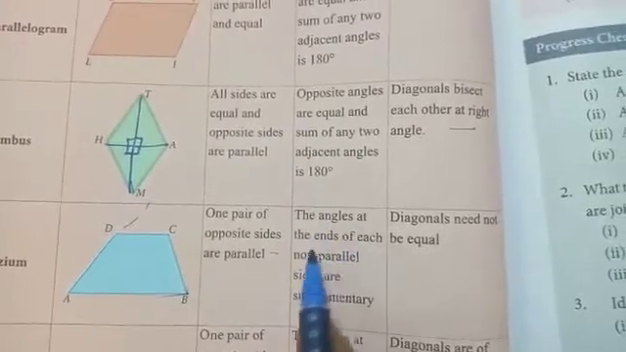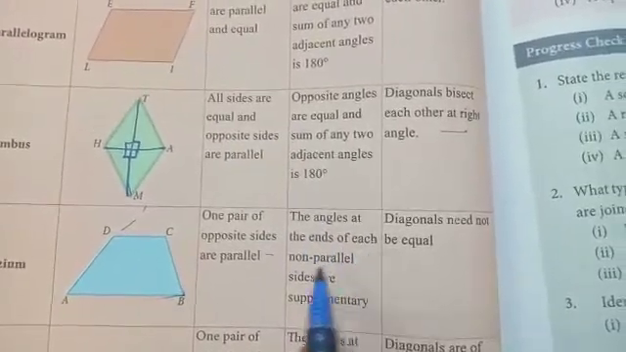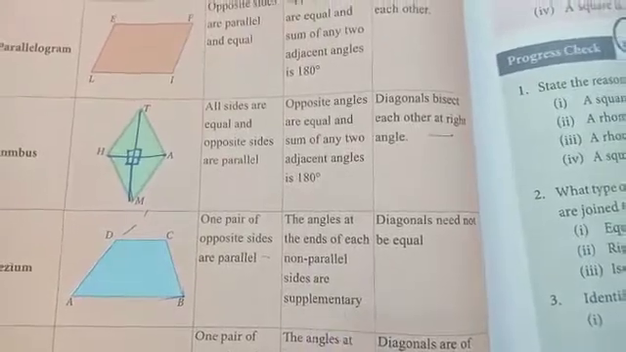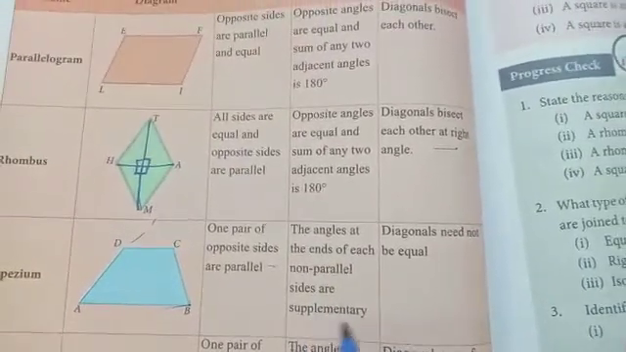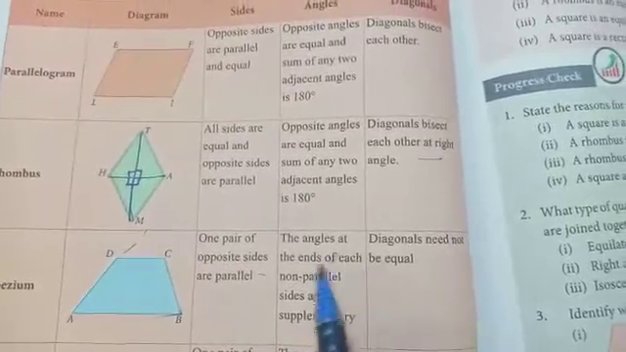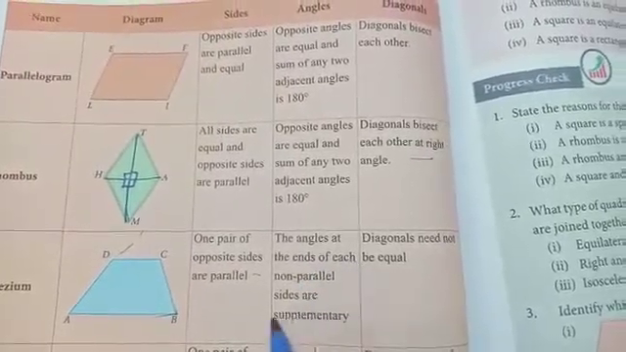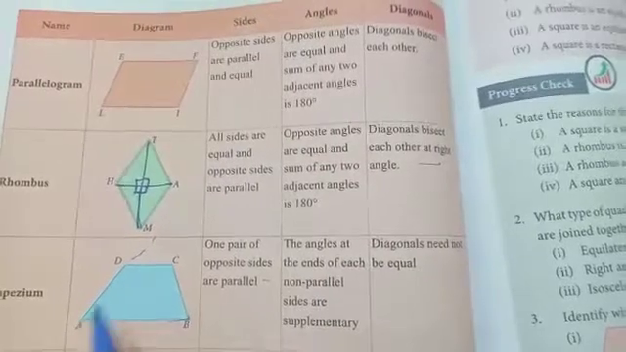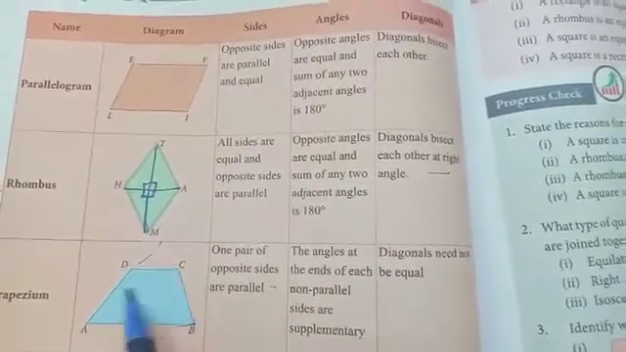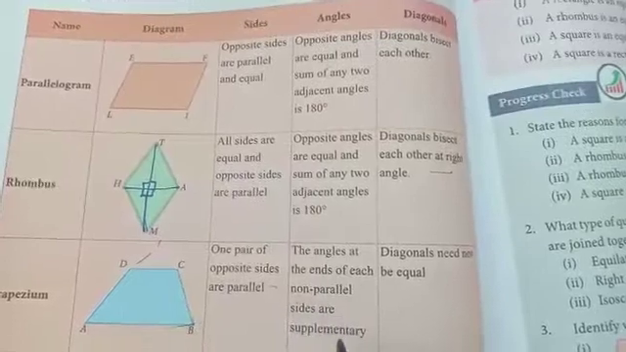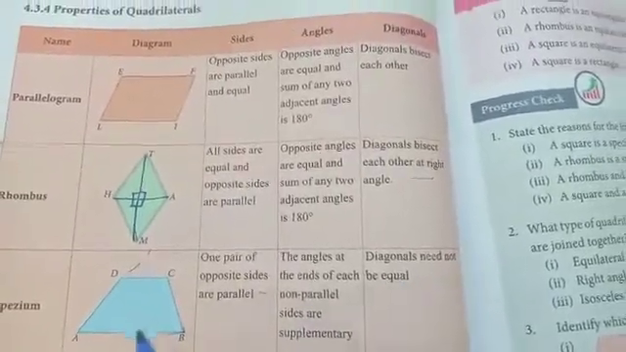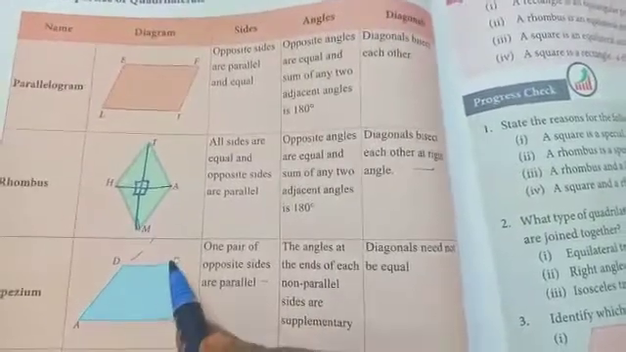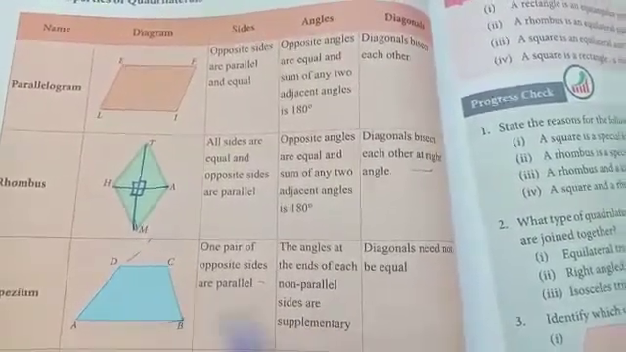Then the angles at each end of the non-parallel sides are supplementary. What is supplementary? Supplementary means 180. The angles at the ends of each non-parallel side. What are the non-parallel sides? This AD and BC. So the angles at the ends of non-parallel sides are supplementary, meaning 180. Then diagonals need not be equal. See this, this is the longer one and this is the shorter one. So diagonals need not be equal.